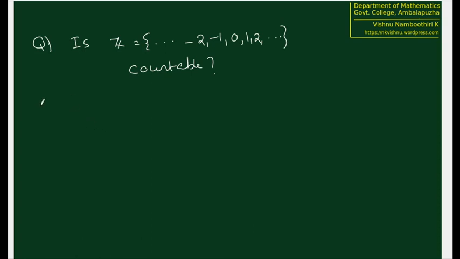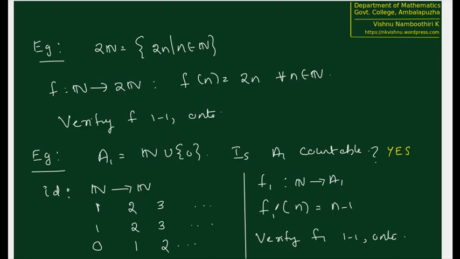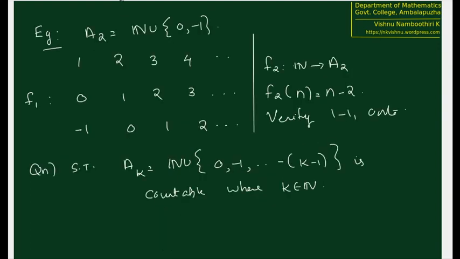So if we start counting from the least element, see in the previous two examples, we started labeling from the least element. In the case of N union 0, we started labeling from 0, then we label 1, then we label 2, etc. 0 is the least element appearing here. Here the least element is minus 1. So we label minus 1 first, the least one, 0 second, which is the second least one, then 1, then 2, etc.